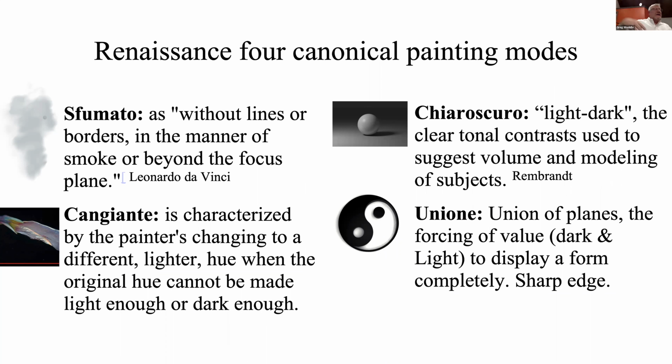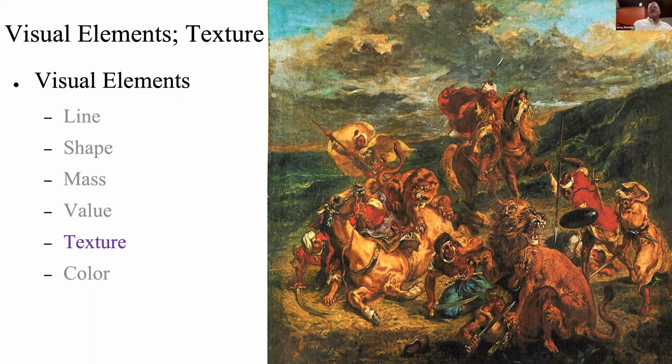And then unione is a concept where two planes come together and there's a fixed, strong line. And so there is no sfumato in that. And sometimes unione provides great contrast from front to deep within the picture. Okay, so these are the 4 canonical painting modes that artists, especially in the Renaissance, developed and then have been used and leveraged later. And then the last one we have, well, second last one, is texture.